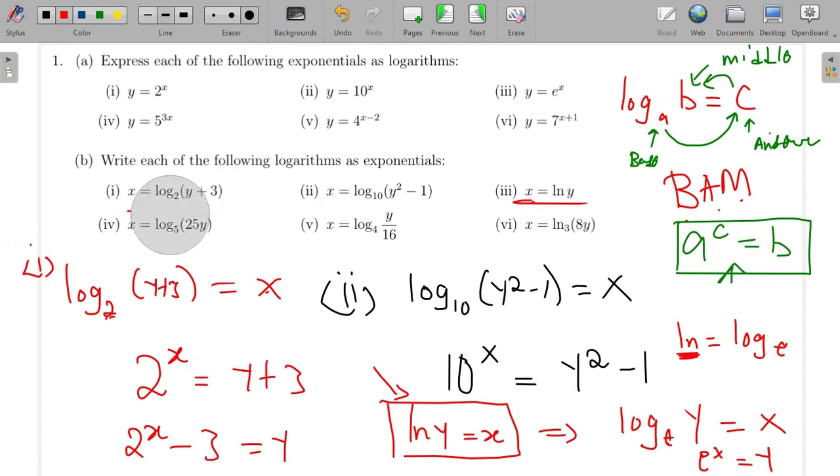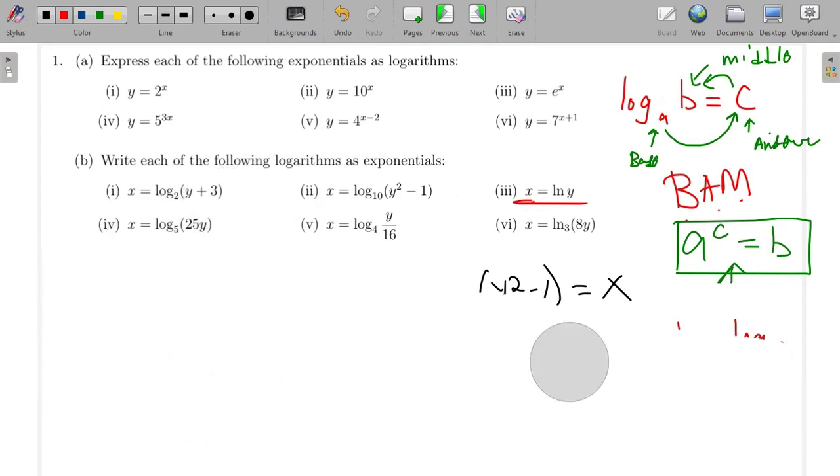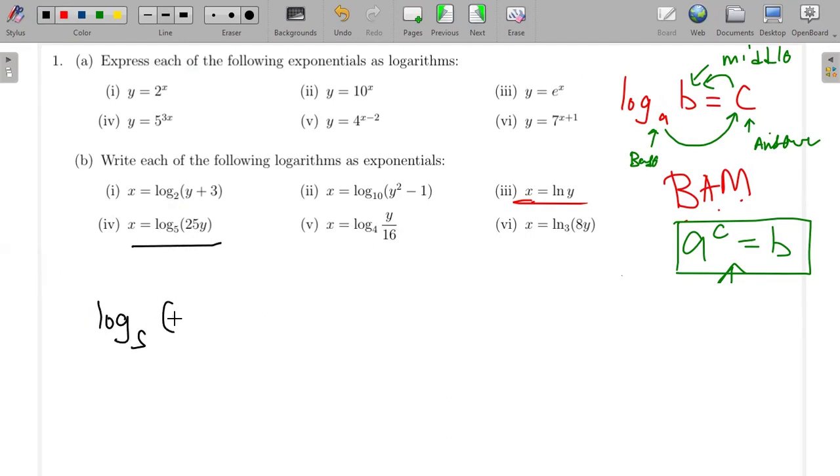Okay, what about the fourth one? So let's look at this one. We have log base 5 of 25 is equal to y. So this will be base to the power answer is equal to what is in the middle.